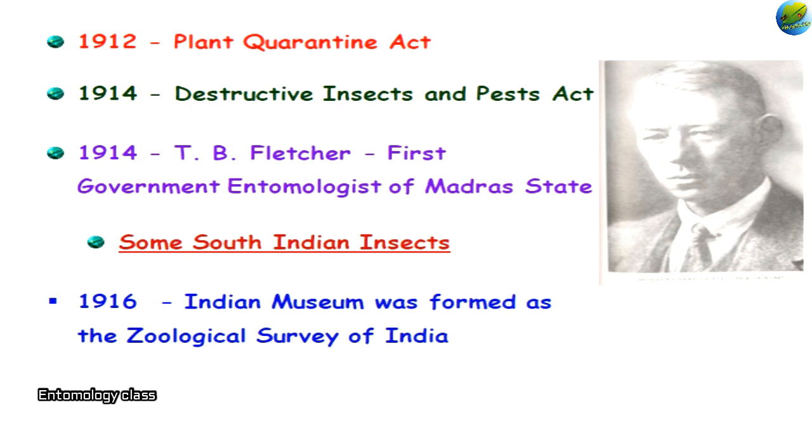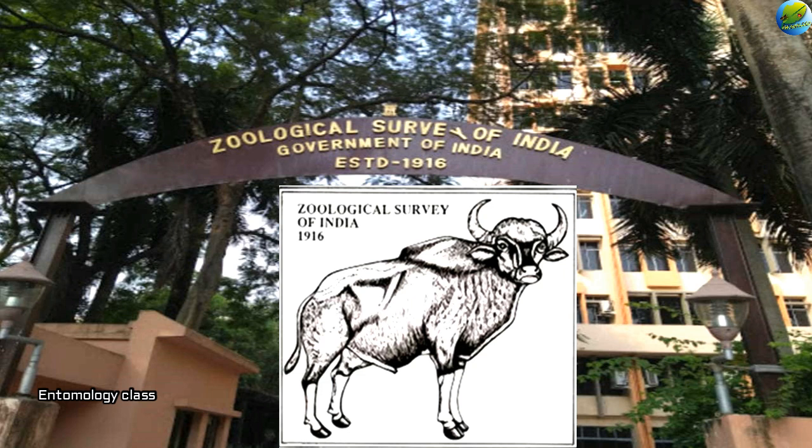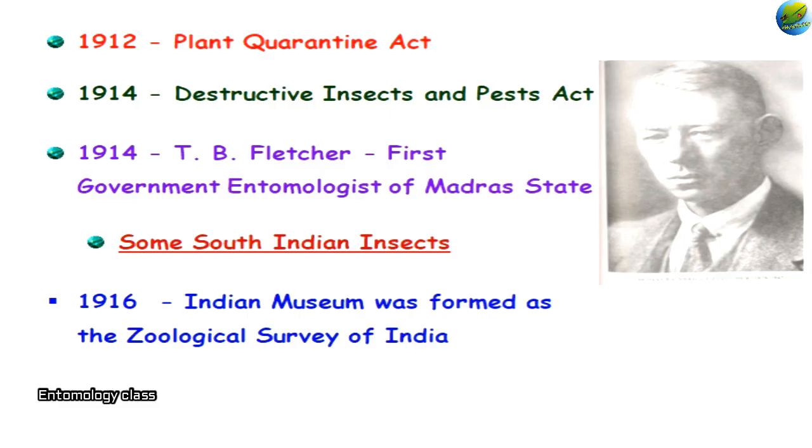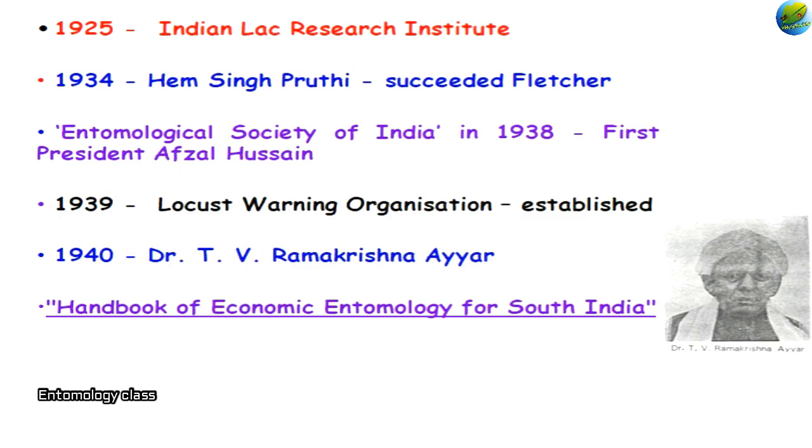For that, the government came up with the Destructive Insect Pest Act, which was in 1914. Then T.B. Fletcher came up with the book Some South Indian Insects in 1914, which covered some of the most important topics of South Indian insects in detail. By 1916, the Indian Museum was formed into the Zoological Survey of India. Then after that, by 1925, as we have talked about the lac insect, for the purpose of research on this particular lac insect for the animal origin resin, the Indian Lac Research Institute was formed.